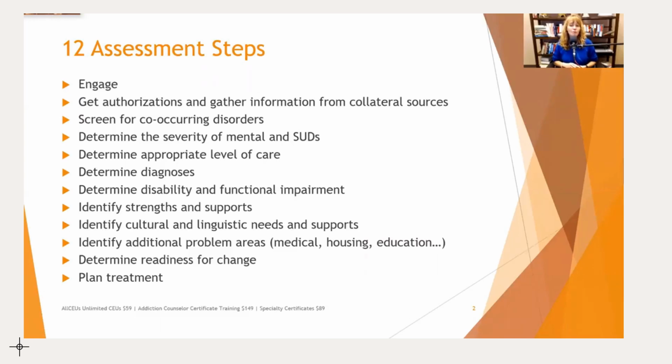Identify additional problem areas such as medical, housing, and education. Determine their readiness for change for each problem. I've said it before, I'll say it again, and I'll probably say it many times after this. People may have an addiction issue, a depression issue, a PTSD issue, and a diabetes issue. So they've got four different issues going on. With their depression, they may be really ready to make that go away because they are tired of being depressed, and there is really not much of an upside to being depressed.